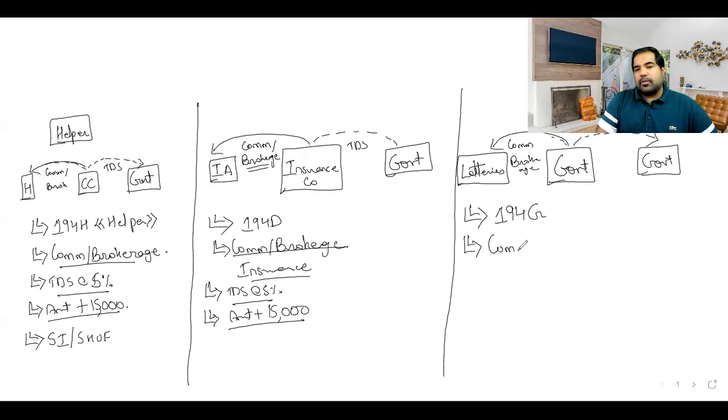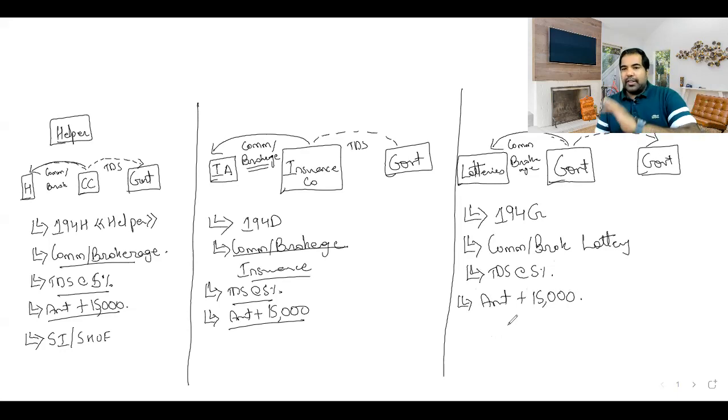This is also commission or brokerage, but on lottery tickets. Here also, guys, the TDS rate is 5% if the amount is more than 15,000.